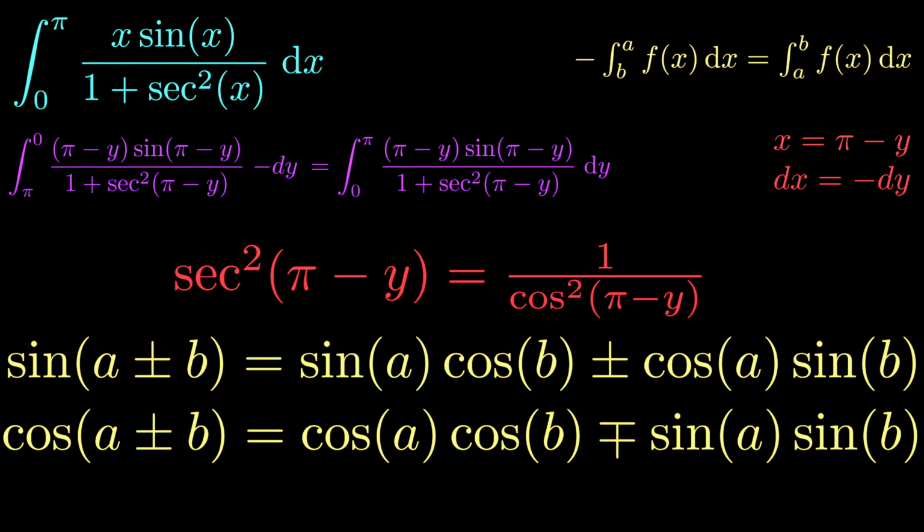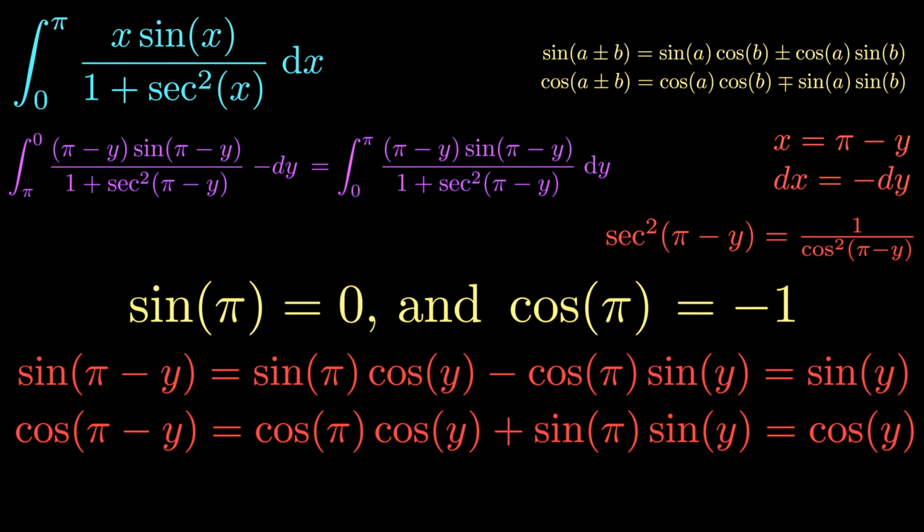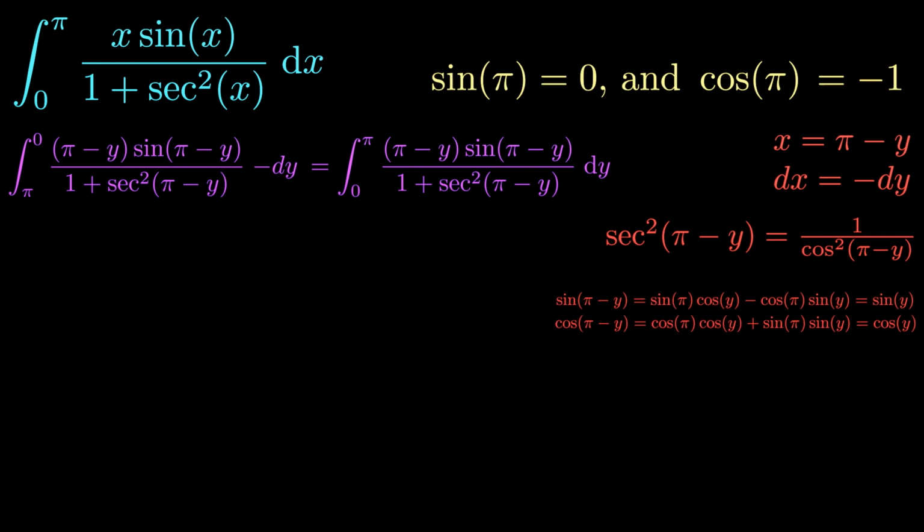Now remember, secant squared of pi minus y can be rewritten as 1 divided by cosine squared of pi minus y. And we can also use the following trigonometric identities, along with the fact that sine of pi is equal to 0 and cosine of pi is equal to minus 1, to rewrite sine of pi minus y as sine of pi multiplied by cosine of y minus cosine of pi multiplied by sine of y, which is just equal to sine of y. And we can do the same for cosine of pi minus y, and we get that that's equal to cosine of y.